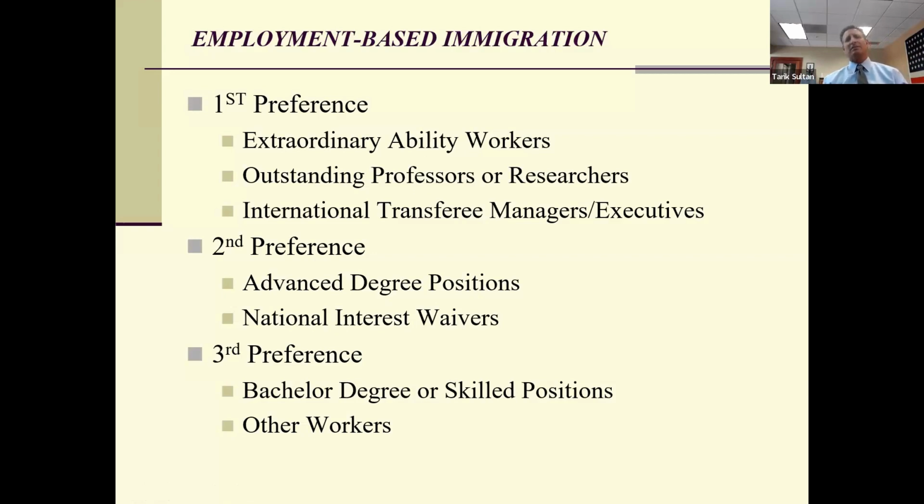And then third preference is, like I said, very similar, just for the bachelor's level or lower level jobs. You can also do through third preference. And when you're doing a second preference or third preference job, other than the national interest waiver, they all require that you go through that labor certification process where you advertise, recruit, and demonstrate that you didn't find a minimally qualified American to fill the job.